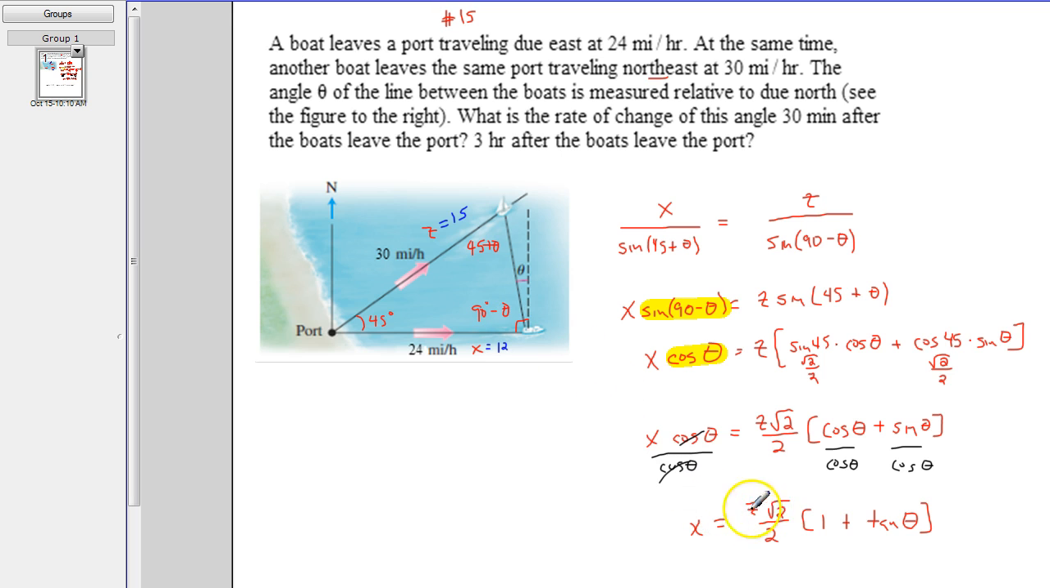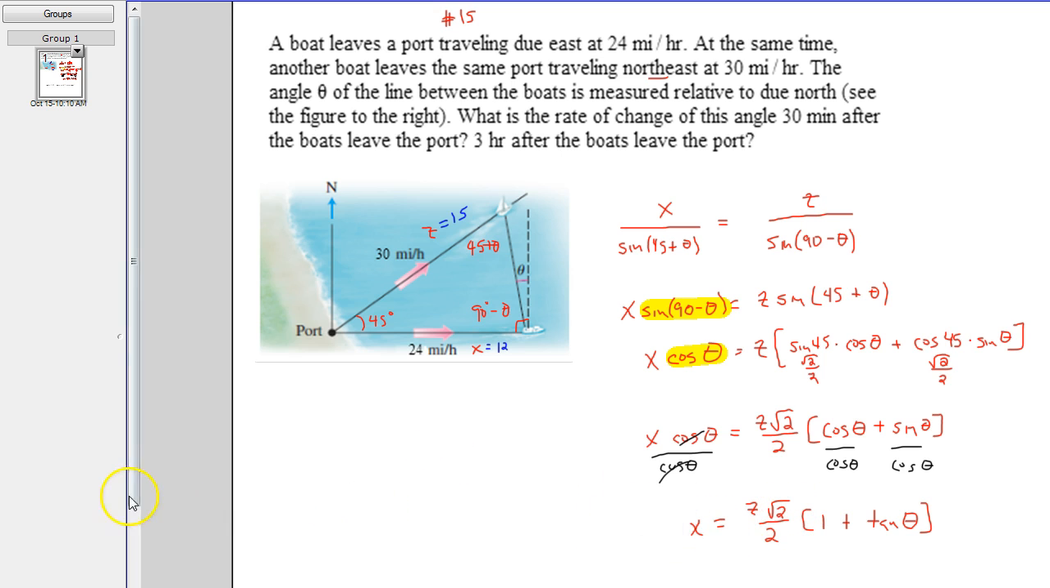So when we take this derivative with respect to time to get that d theta dt that we need, we're going to need to eventually figure out what theta is to be able to plug in and solve for this. You'll see that when we take this derivative, theta is going to be a part of the equation for d theta dt. So let's just go ahead and do that. Let's take the derivative of this with respect to time.